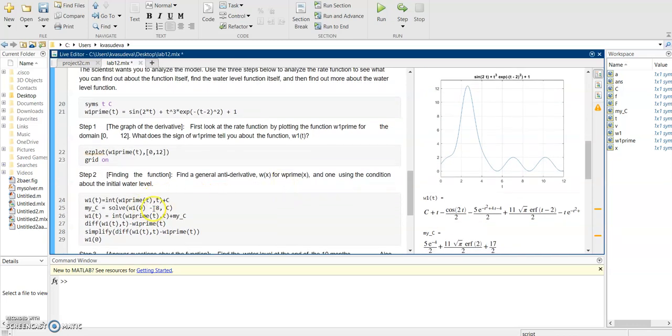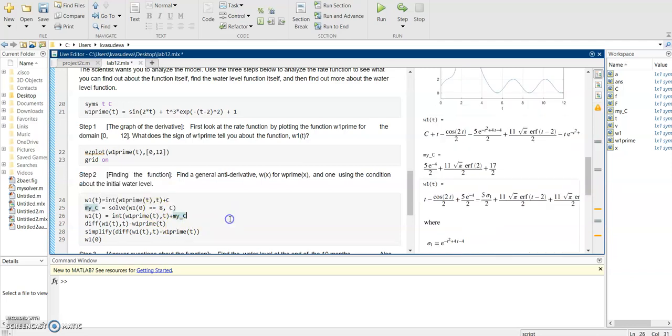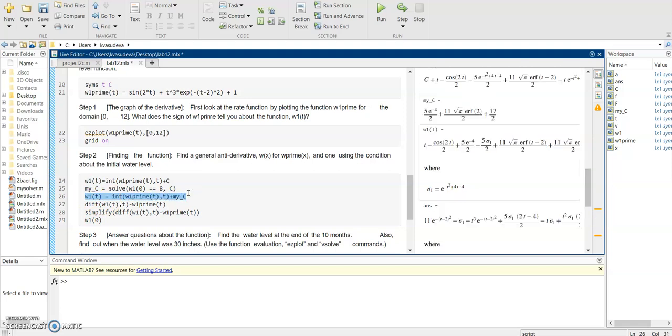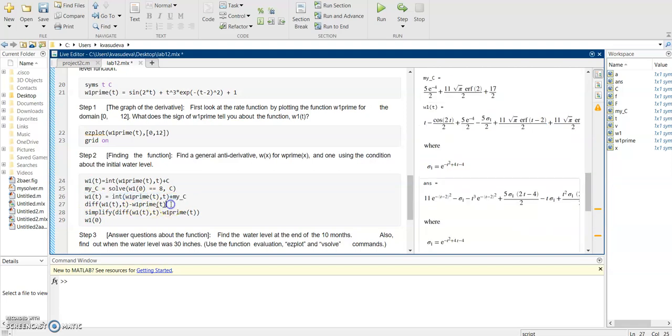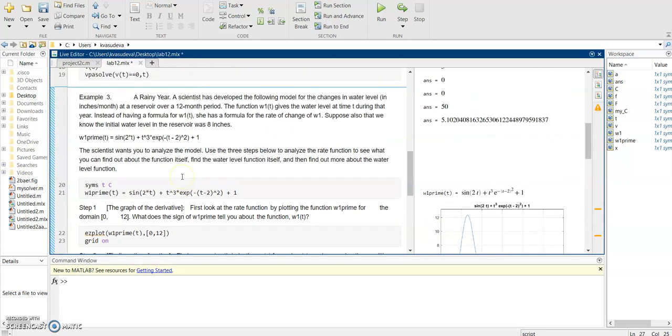So let's say the initial water level is 8 inches, which means the initial time is 0. So w1 of 0 equals 8, solving for c. So that's my c. I'm going to plug that back into my w1 of t. Now just to check it again, I'm going to take the derivative of the antiderivative function and compare it with the main function that I had before. If both are the same, I should see a 0 on the output screen. Then if I simplify that, I get 8, which was actually w1 of 0.